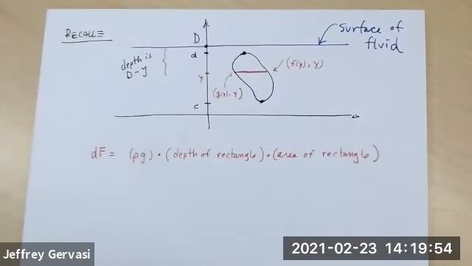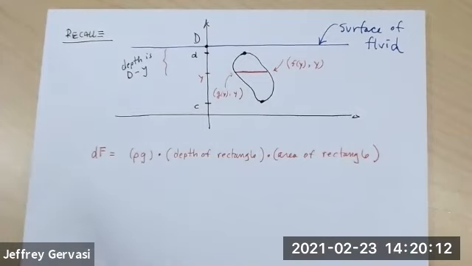Gang, I want to draw your attention to this figure. We've seen this before, right? We've got a submerged vertical plate, a flat plate. Remember, we call that a lamina. And we want to calculate the fluid force on that flat submerged lamina, which we've done before.